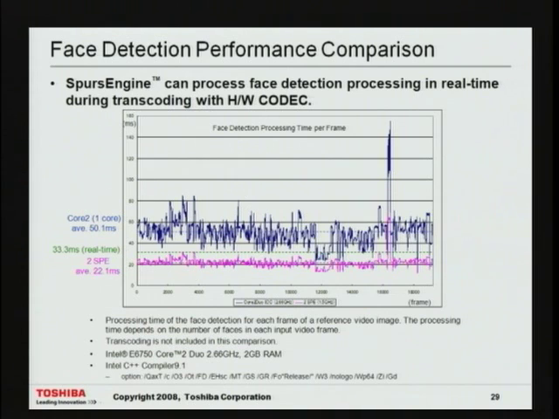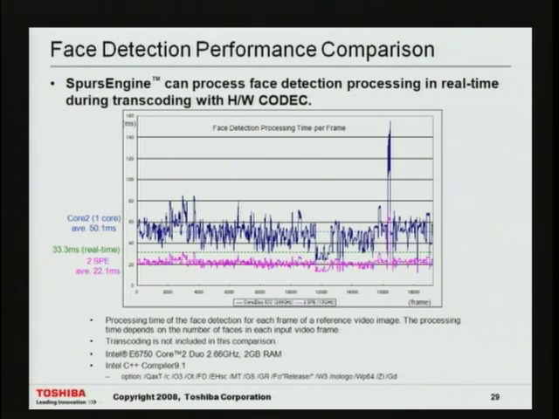This is a result of a performance comparison between SpursEngine and a Quad-core processor on face detection processing. The same algorithm of the main portion of face detection is implemented on the Quad-core processor and compiled by the Intel compiler with full performance optimization options enabled. Transcoding is not included in this measurement. The X-axis shows each video frame, and the Y-axis shows the processing time of each video frame. Processing time depends on each frame. For example, if a frame contains many faces, it takes more time. This frame includes many faces.